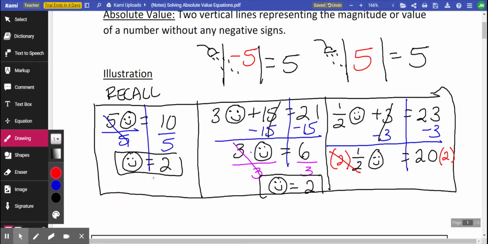This cancels out. I'm left with 1 times the happy face, which is just happy face, right? So everything goes away there, which is what I want. 20 times 2 would give me a value of 40. So my happy face for the last little quick example that I made up is 40.